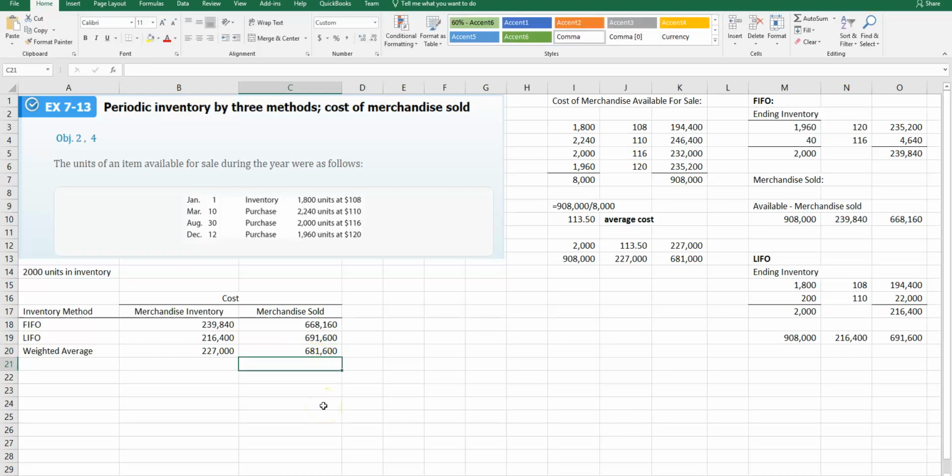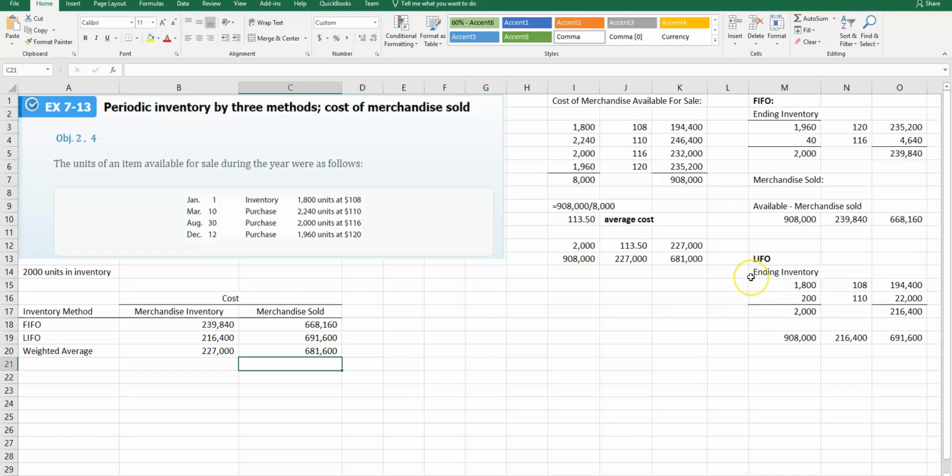Okay, hopefully that clears things up a little bit for you. Let me just recap a couple things. Again, FIFO is first in, first out. That means that the very first ones that you purchased are the very first ones to be sold. So your ones that are being sold are going to come from these earlier inventory amounts. That means the ones that are remaining are coming from the later inventory amounts.